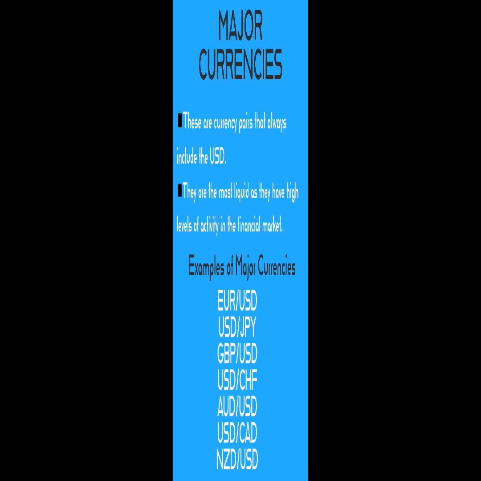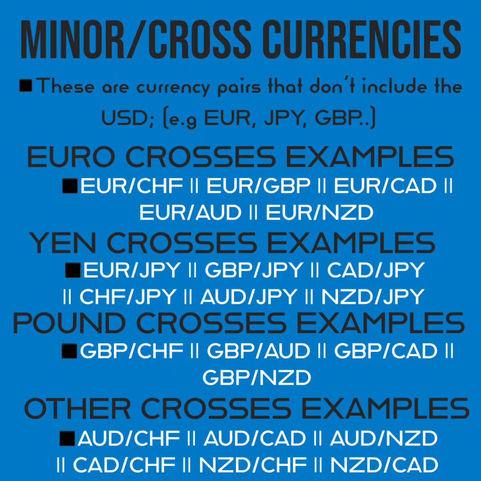Next category we have was the minor and cross currencies, and these currency pairs don't include the US dollar, but they include the euro, JPY, which is the Japanese yen, and GBP, which is the British pound. And the examples we have, the types of cross pairs we have the euro crosses, the yen crosses, the pound crosses, then we have other crosses. But the euro crosses, the yen crosses, and the pound crosses are the most popular.